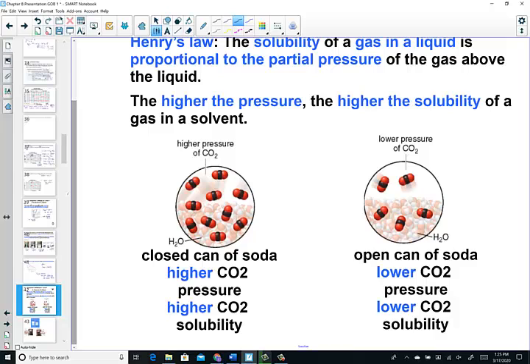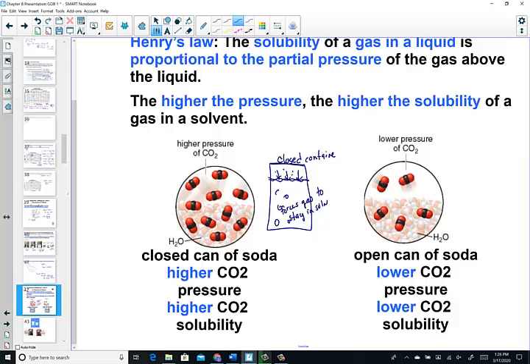So with a closed can of soda, you have high pressure above. Here's the liquid in a sealed container. The increased pressure on the surface forces the gas to stay in solution. A closed container increases pressure on the surface of the liquid, forcing the gas bubbles to stay, right? So here are your little carbon dioxide bubbles in solution.